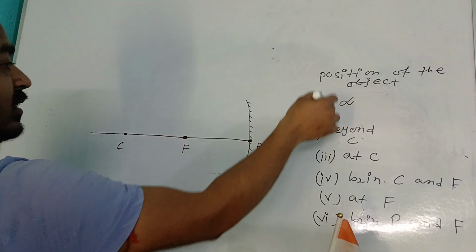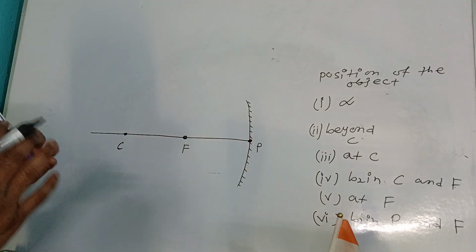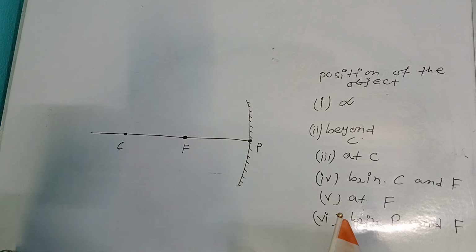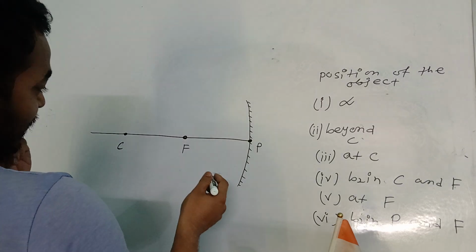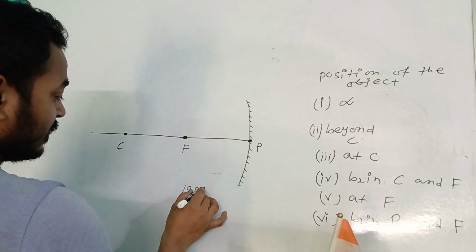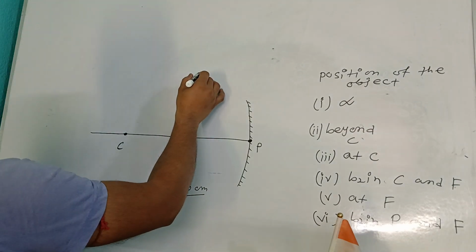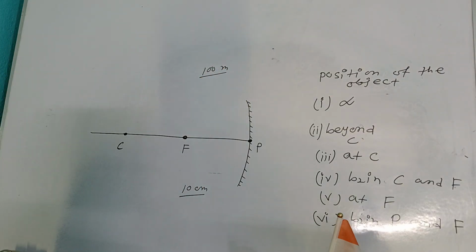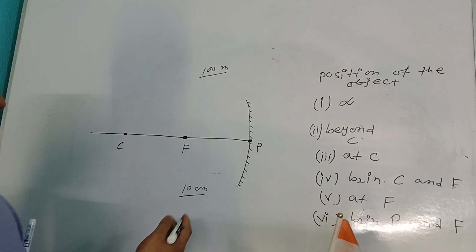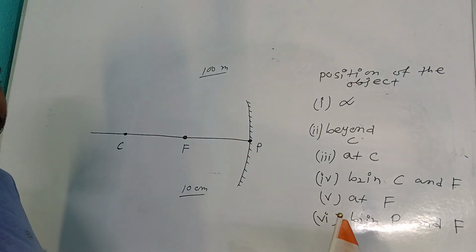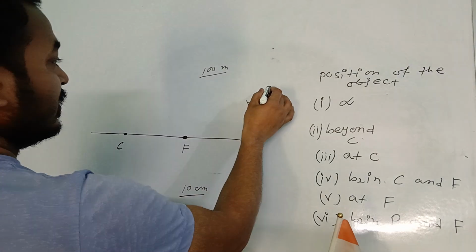So case one is what? At infinity, meaning when the object is very far away. In case of physics, infinity is what? Suppose the focal length for this mirror is given as 10 centimeter. So for this mirror, infinity is 100 meter. Is it clear now? So don't think infinity means light year distance. For example, consider it is your school.